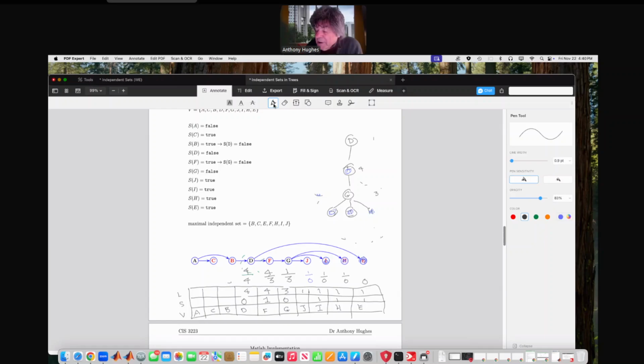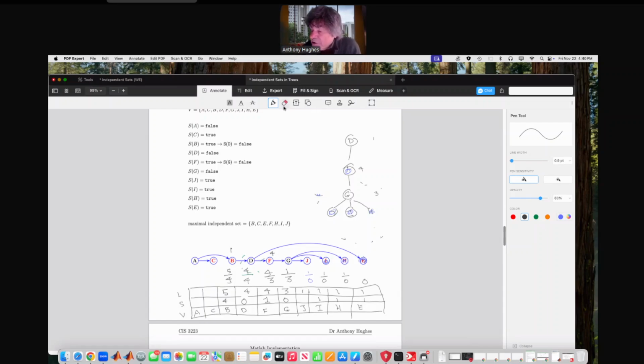Let's have a look at B. If I include B, I get 1 and its grandchild, which is 4. So 1 and 4 make 5. So if I include, I get 5. If I exclude, I just get the child, D, and nobody else. So we get 4. So this is 5 and 4.